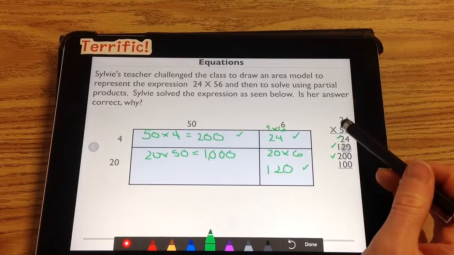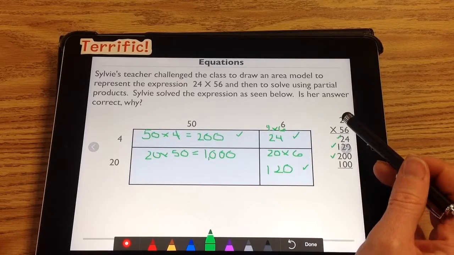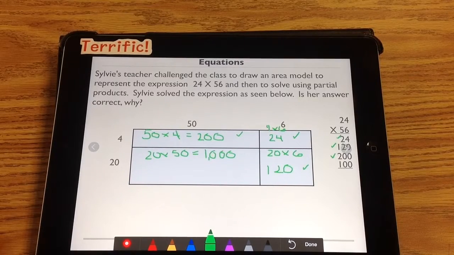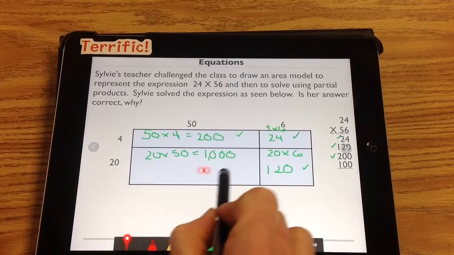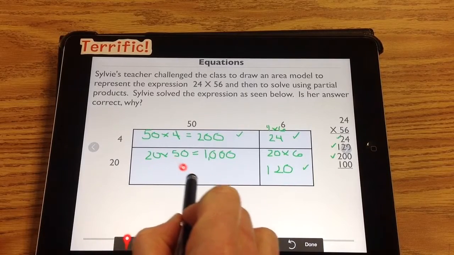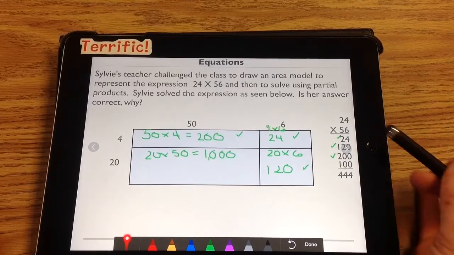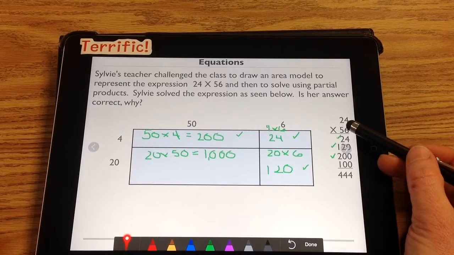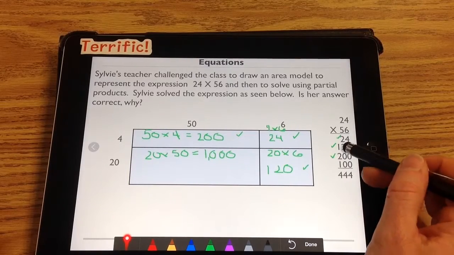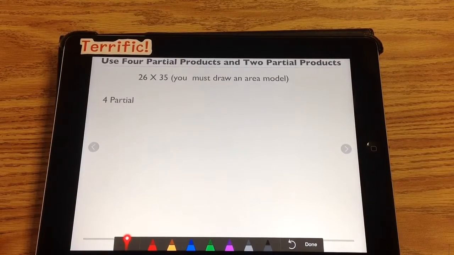She did 5 tens times 2 tens and came up with 100. Is that correct? Obviously not, because we can see right here that we have 2 tens times 5 tens, and we got 1,000. So her answer is actually incorrect, because she did not use unit form, 10 times 10. All right, moving on. We're going to use 4 partial products for this, and then 2 partial products.